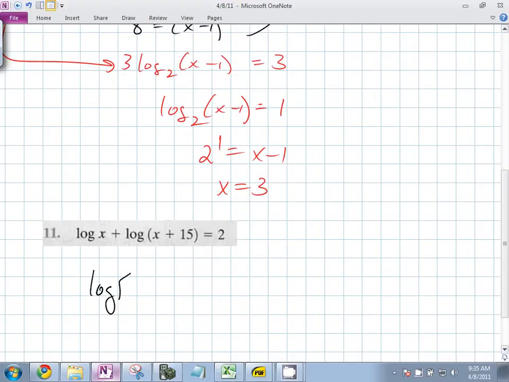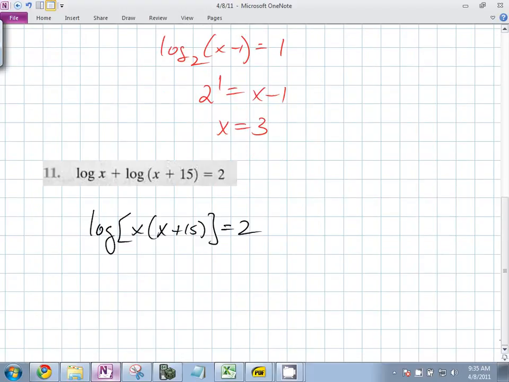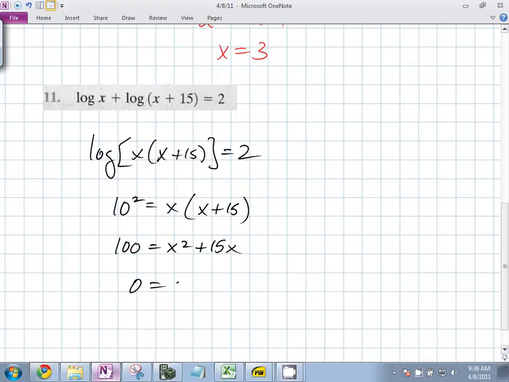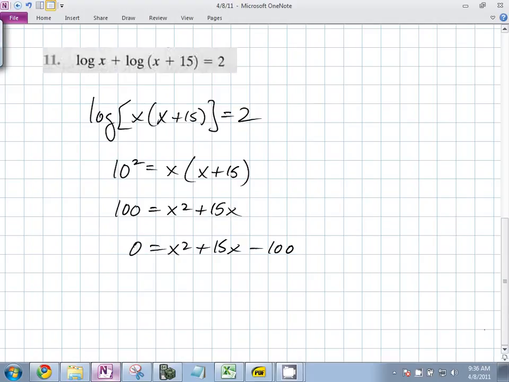Log of x times x plus 15 is equal to... Okay, so that's in log form. Can someone raise their hand? I will then call on you, and you can tell me what the exponential form is. Allie. 10 squared equals x times x plus 15. Yes. So 100 is equal to x squared plus 15x. So 0 equals x squared plus 15x minus 100. Can someone tell me what that factors into? x plus 20 times x minus 5. Yep. So x is equal to negative 20 or 5.